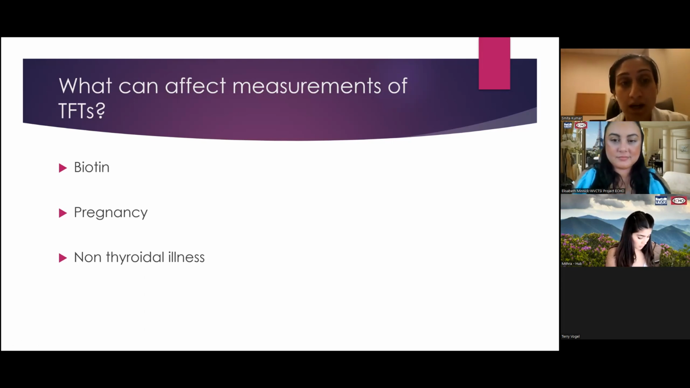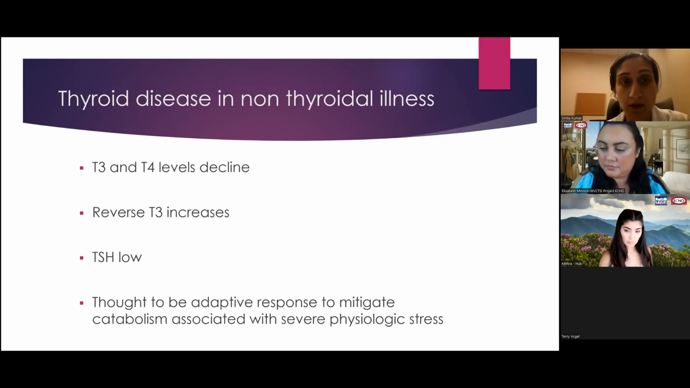So if you get funny labs and a patient is on biotin, it's best to just hold the biotin for about 3 to 5 days and then repeat your thyroid labs. Pregnancy can also affect the measurement of thyroid labs. In pregnancy, your estrogen goes up, which increases your thyroid binding globulin. And so your total T4 and T3 are going to be elevated in pregnancy. And then in non-thyroidal illness, your labs are affected, and we'll look at that pattern right now.